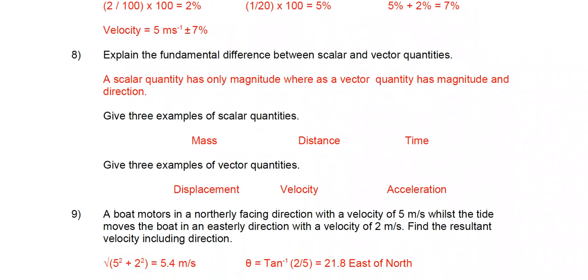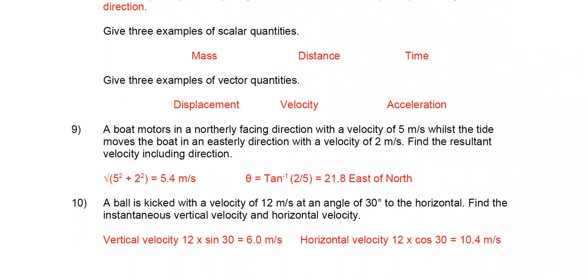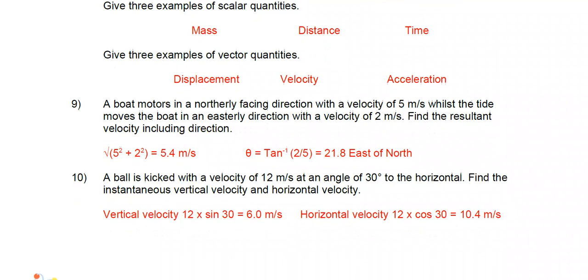Okay, explain the fundamental difference between scalar and vector quantities. Very, very common question. A scalar quantity only has magnitude, whereas vectors have magnitude and direction. Give 3 examples of scalars. Well, I've put mass, distance, and time. 3 examples of vector quantities would be displacement, velocity, and acceleration.